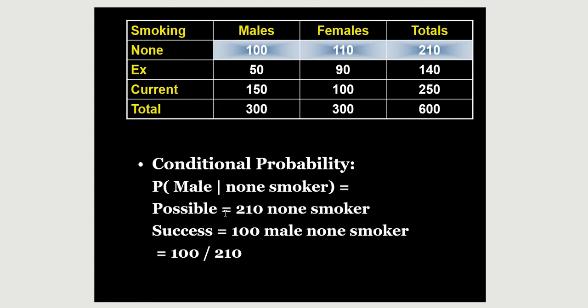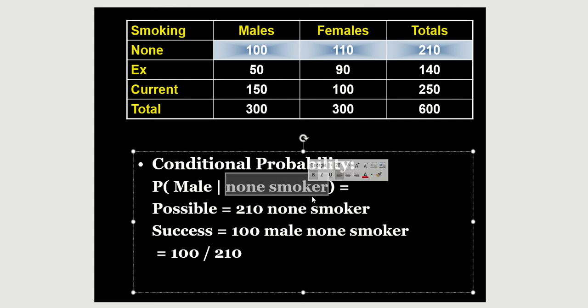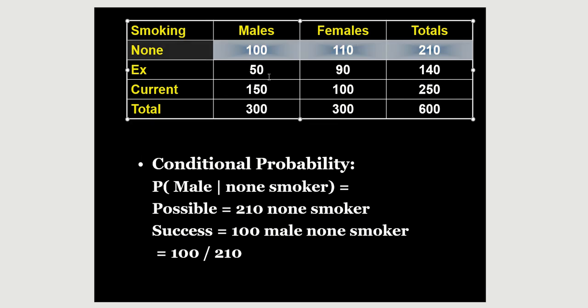So let's do an example. This time you are asked to calculate the probability of male, and the condition is non-smokers. So again, you're going to restrict your space, your sample, to the non-smoker. Always start with your condition. You start with the condition. The condition stipulates non-smoker, so you're only going to look at the non-smoker.